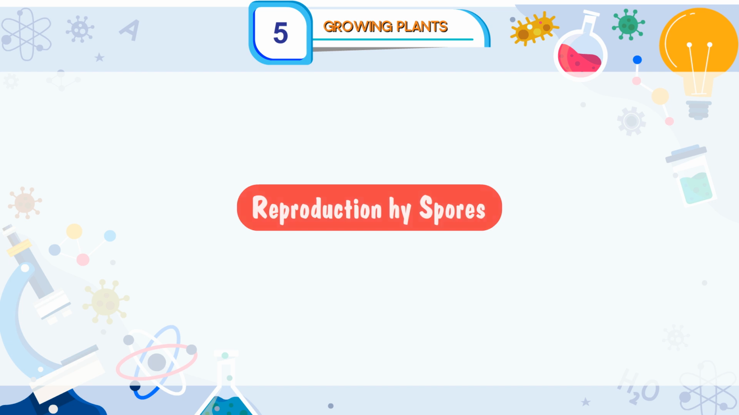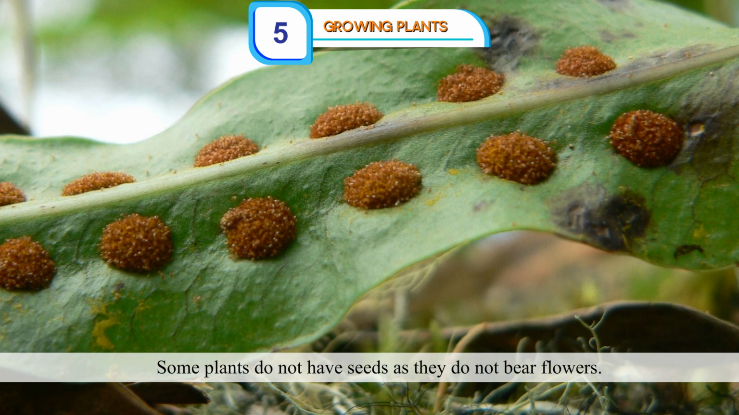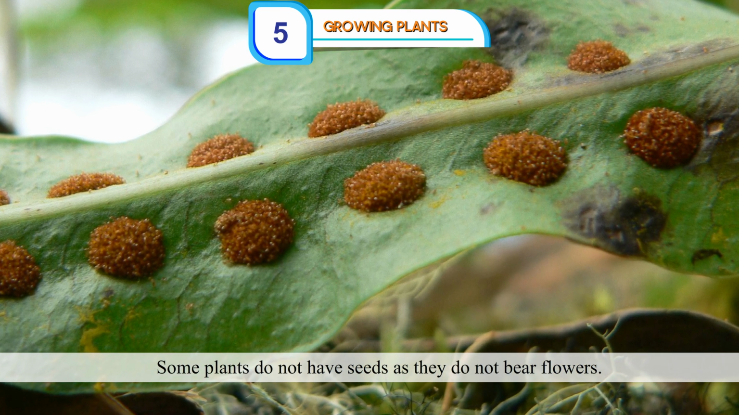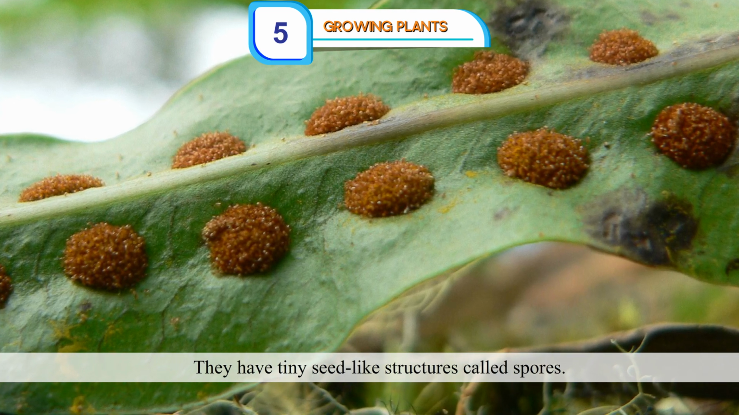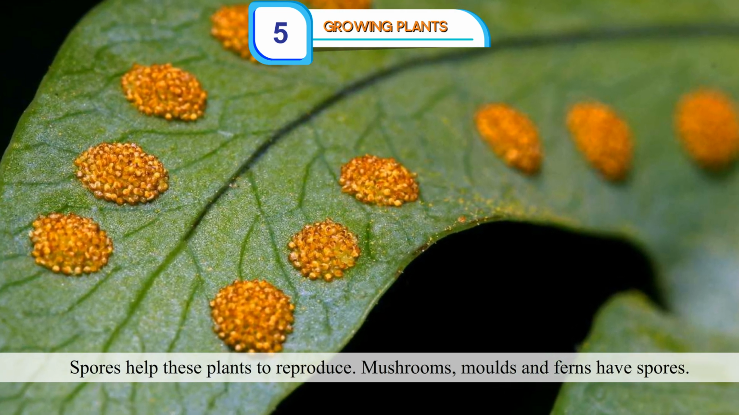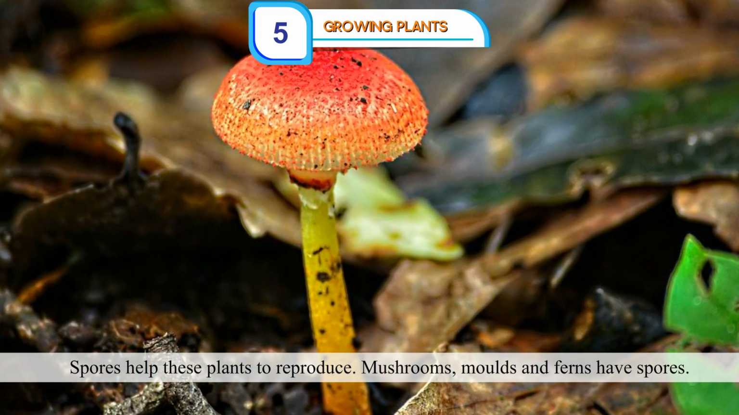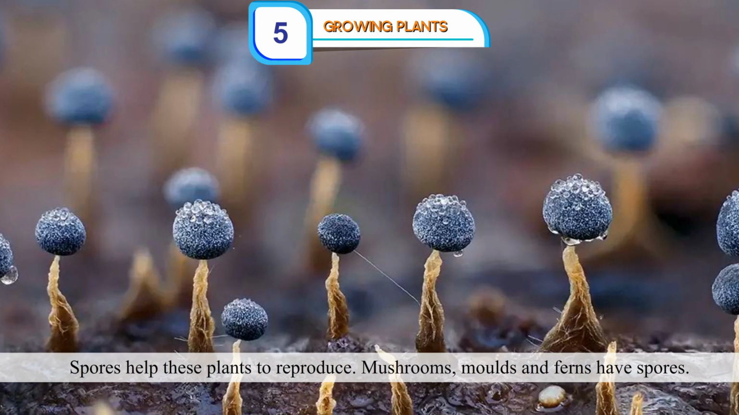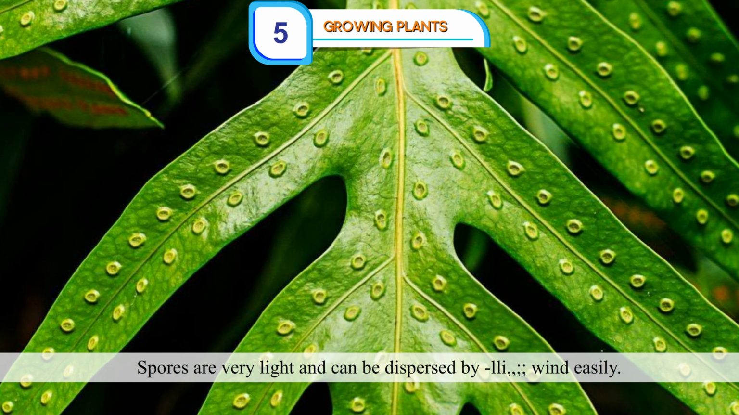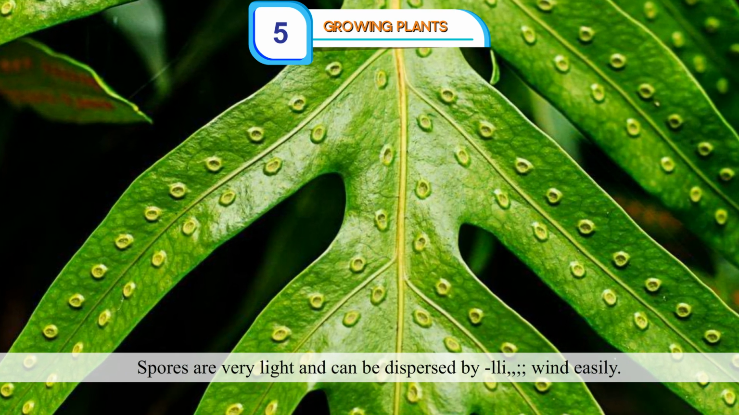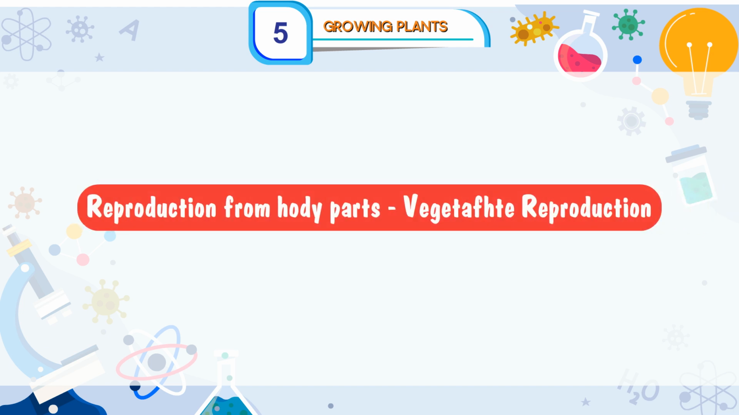Reproduction by spores. Some plants do not have seeds as they do not bear flowers. They have tiny seed-like structures called spores. Spores help these plants to reproduce. Mushrooms, molds, and ferns have spores. Spores are very light and can be dispersed by wind easily.